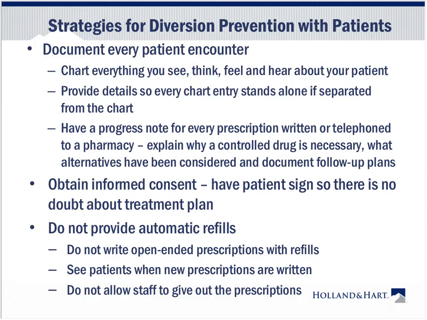Document every patient encounter. Chart everything you think, see, feel, and hear about your patient, and make it so that the entry can stand alone if it's separated from the chart. Have a progress note for every prescription that you write or that's telephoned into a pharmacy, explaining why it's necessary, what the alternatives are, what has been considered, and follow-up plans. Obtain informed consent from your patients. Really have the patient sign so there's no doubt about what the treatment plan is related to these medications.